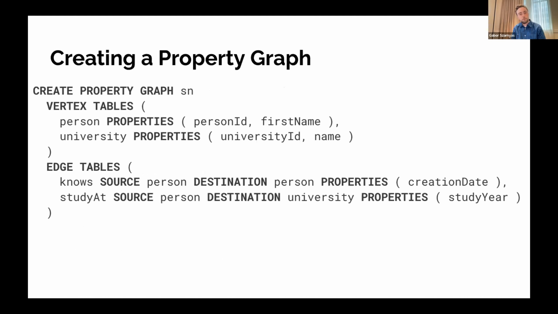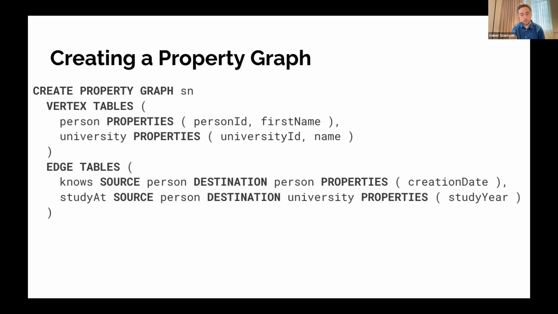And as a quick example, for SQL PGQ, you create a property graph in terms of vertex tables. So a person who has properties of person ID and the first name, and the university who has the university ID and name. And then there are the edge tables. In this case, we have a Knows table who, as a source, has a person, destination, another person, and the creation date as a property.